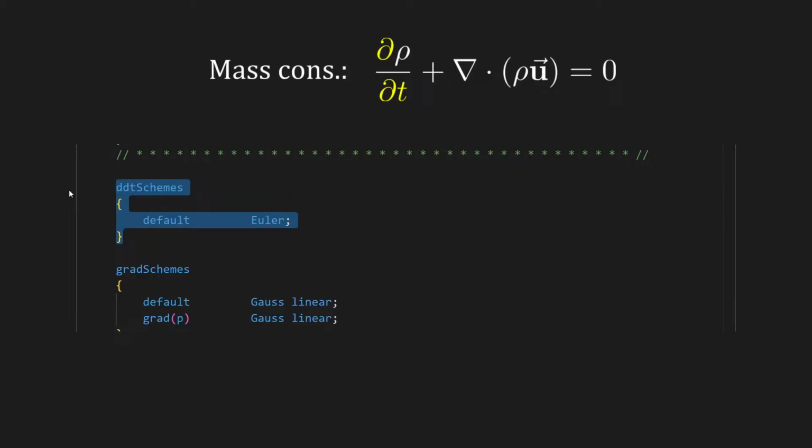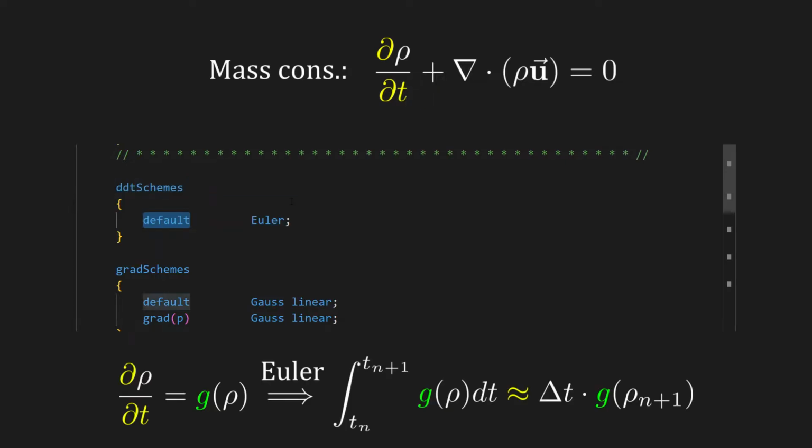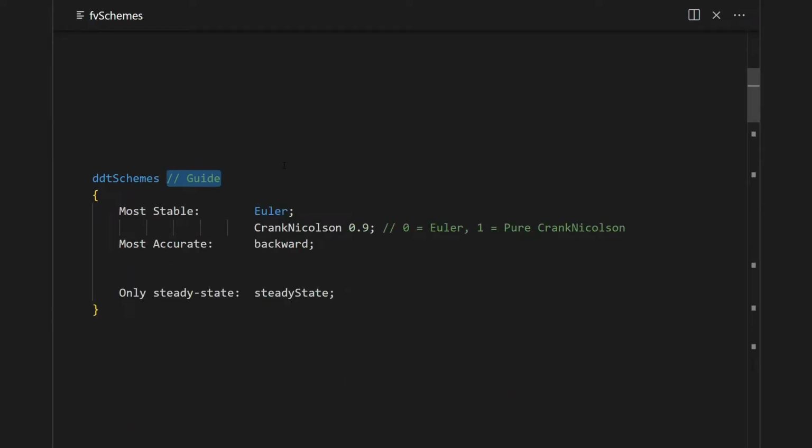ddtSchemes contains methods to approximate the integrals of time derivatives. In the cavity case, we have this setting. Default means this approximation is used for every time derivative, and Euler refers to the first-order backwards Euler time integration method. Here's a ranking of options from most stable to least stable. As mentioned before, the most stable option is the least accurate, and vice versa.